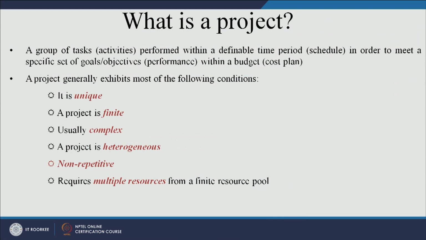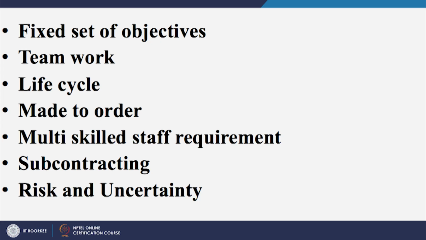It is also non-repetitive. This is one of the important characteristics of a project. When I say non-repetitive, it means whenever I do something for the first time, it is called a project. If I do it again and again, it does not remain a project. A project is something which requires multiple resources, and resources are always finite. So, you need to use limited resources in an optimum manner. A project has a fixed set of objectives. You will always have teamwork in a project, because the success of a project depends on how the team is working towards achievement of the objectives of the project.